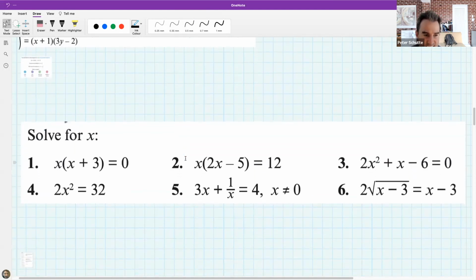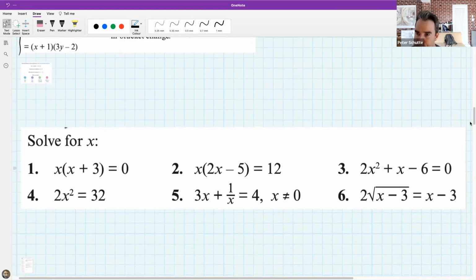Okay, let us start by doing question number 1. Let's do question number 1, chop chop. See what you do for number 1. See what you get. You can tell me in the chat.